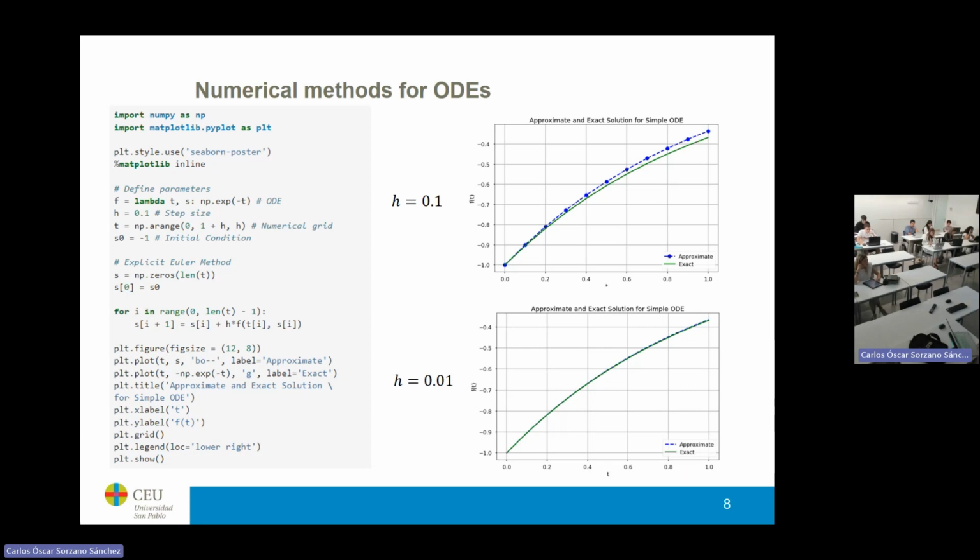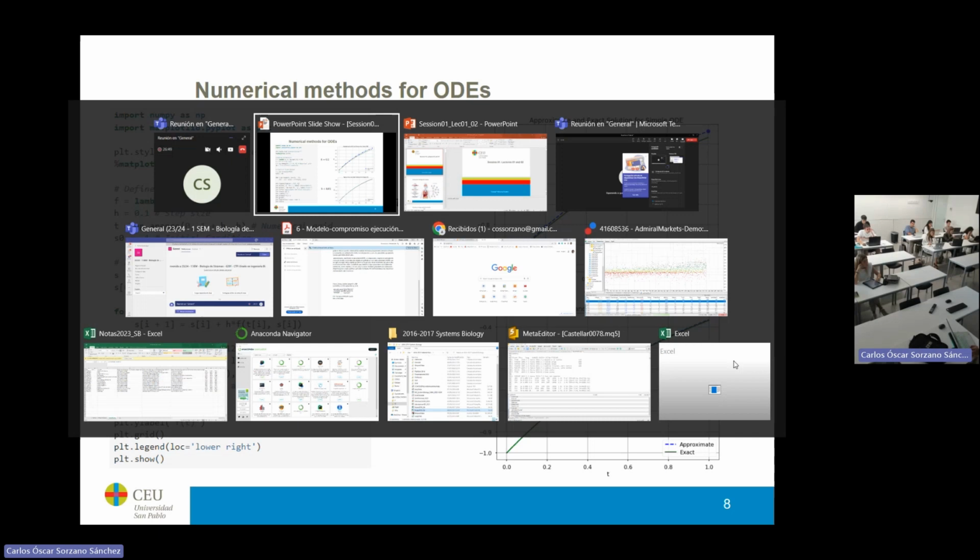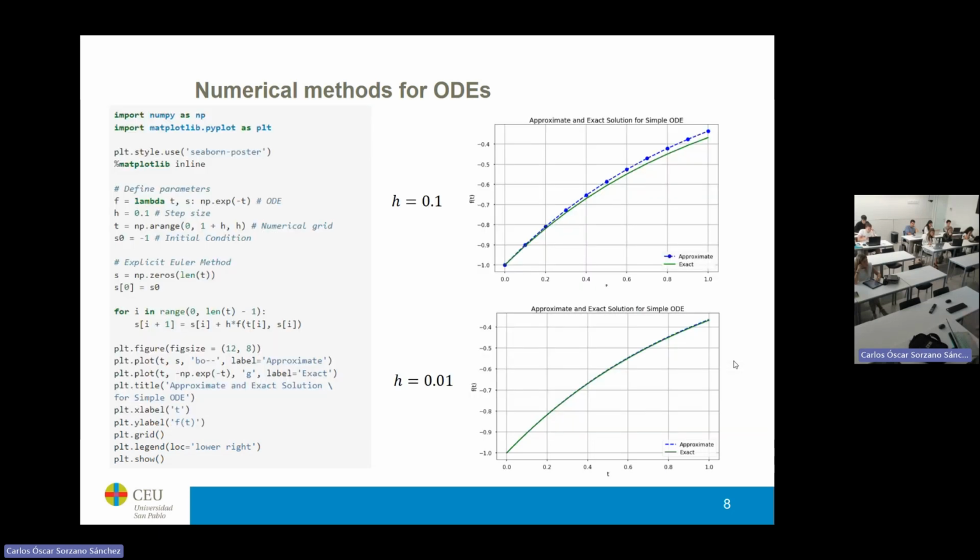It's confusing having two computers at the same time. So this is our f. This is our time step. We will solve the equation between 0 and 1. This is the way of telling Python to create an array between 0 and 1 in steps of h. This is our initial condition.